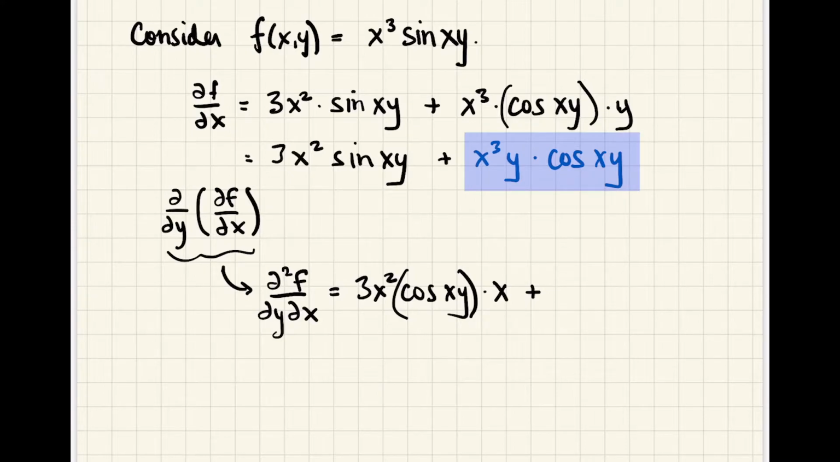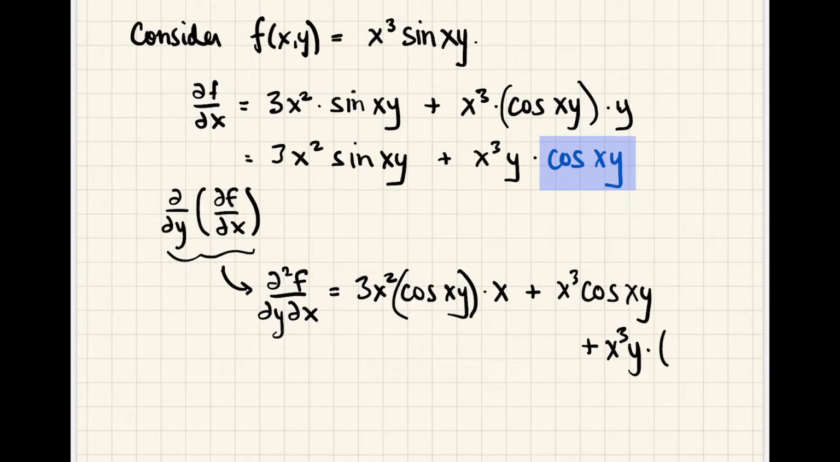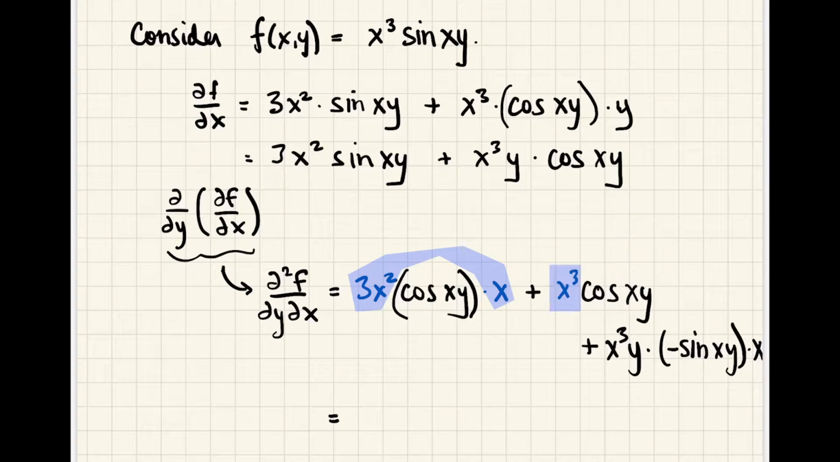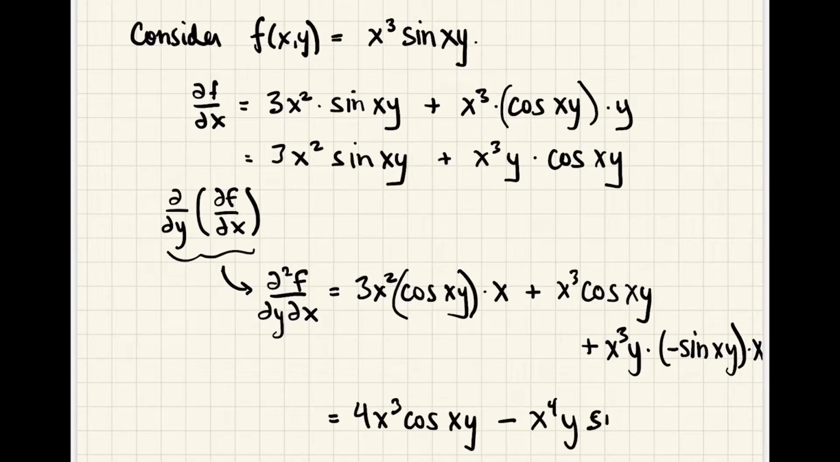Plus, here we will need the product rule, so the derivative of x cubed y with respect to y, that's just x cubed, and multiplied by cosine of xy, plus x cubed y times the derivative of cosine of xy, which would be negative sine of xy, and then times the derivative of xy with respect to y, which would be x. Okay, so cleaning this up, you can see we have 3x cubed plus another x cubed, and those are the coefficients of cosine of xy. So we'd actually have 4x cubed cosine of xy minus x to the fourth times y sine of xy. Okay, so there's our second partial of f.